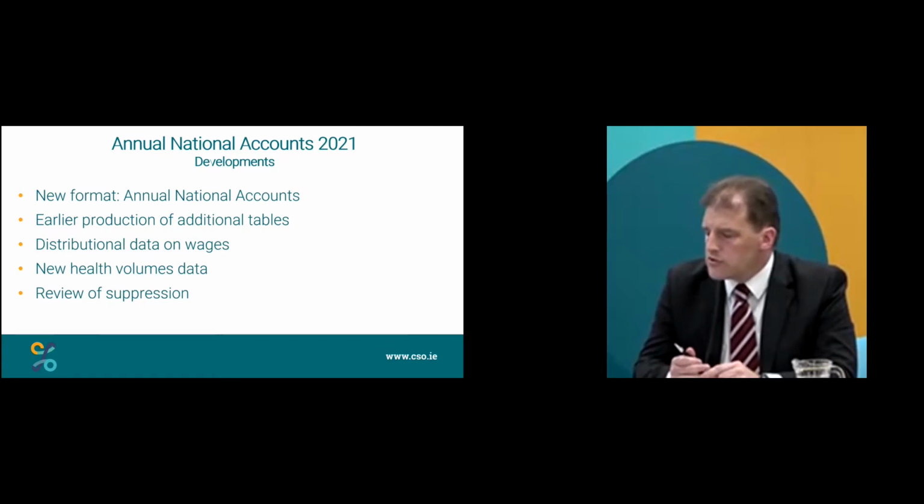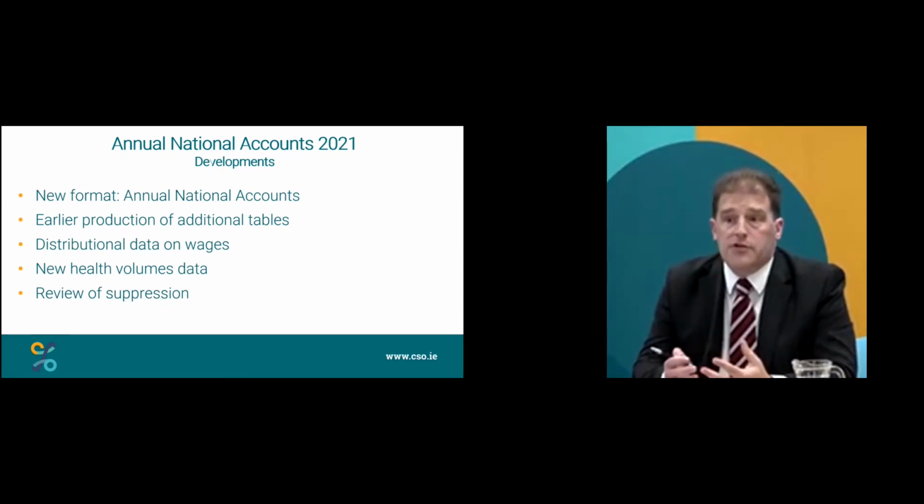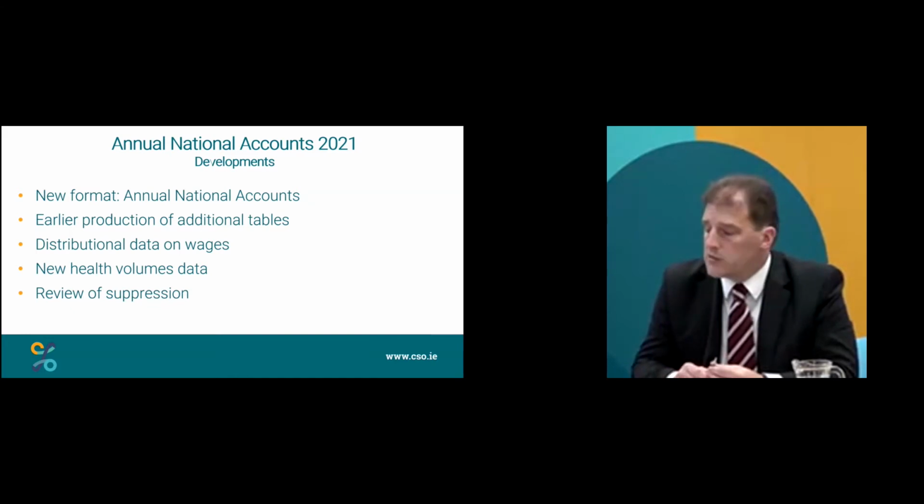We've 3 other issues. We've distributional data on wages, so the continued work we've been doing on wages or compensation of employees. For today's publication, we're able to look at the distribution of the wage bill across 2021, and we have back data on that too. One of the interesting things with that is you can look at the 10% growth in current prices and wages in 2021 and see what parts of the distribution grew the most.